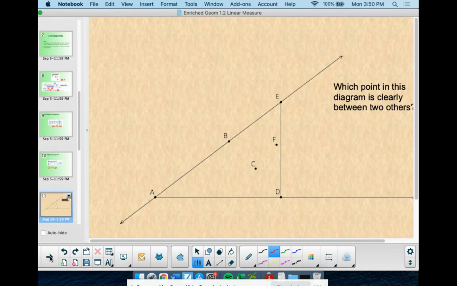So this next slide isn't in your notes, but we're going to talk about it real quick. It says, which point in this diagram is clearly between the other two? So we have a lot of points here, right? Remember, a point is just a dot with a capital letter next to it. And my question to you is, which point is clearly between the other two? You could go about this a few different ways. You could say F is between E and D, right? I mean, it appears to be that way. Or same thing here, C looks like it's between B and D.